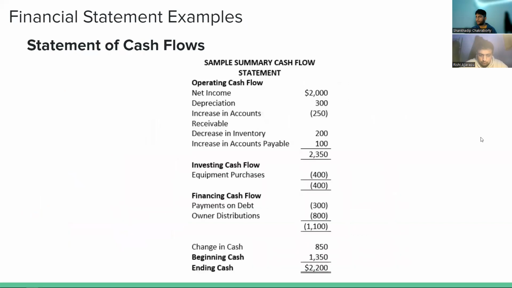Okay, get rid of that. And this, I believe, is the last slide for today. Yes. Statement of cash flows. So I think we did almost hit 7 o'clock anyway. But yeah, statement of cash flows, in my opinion, the most important one.